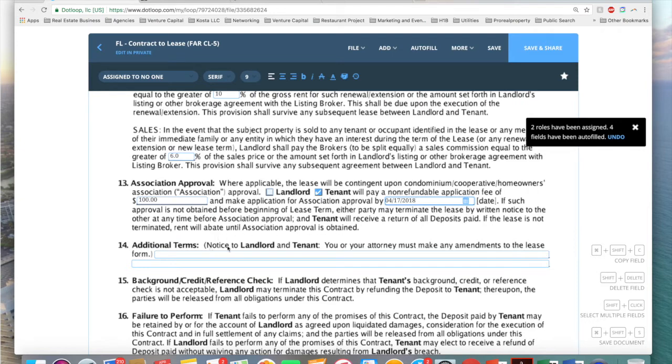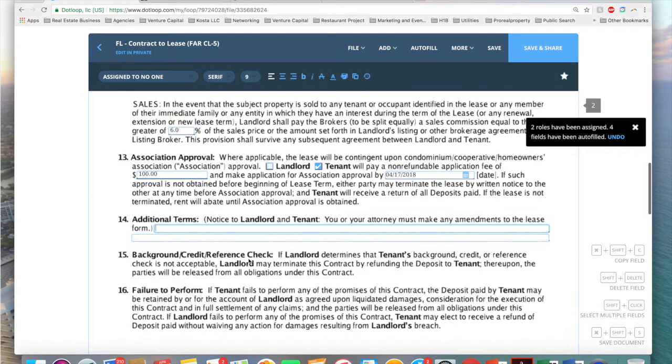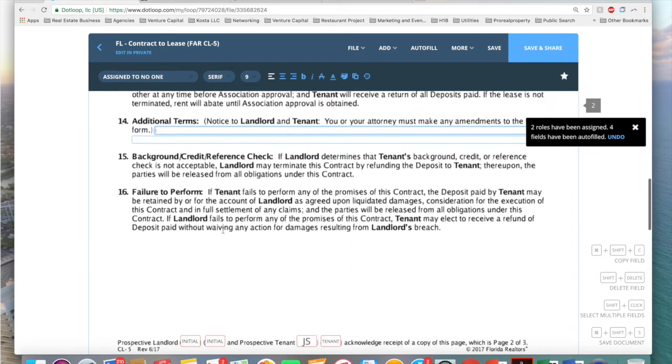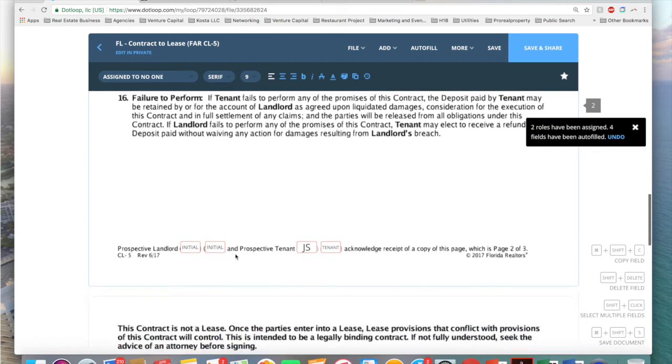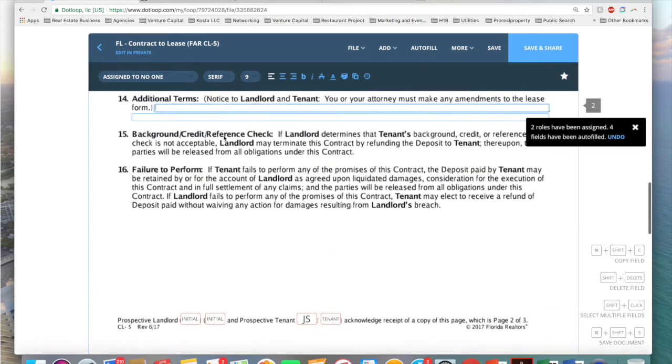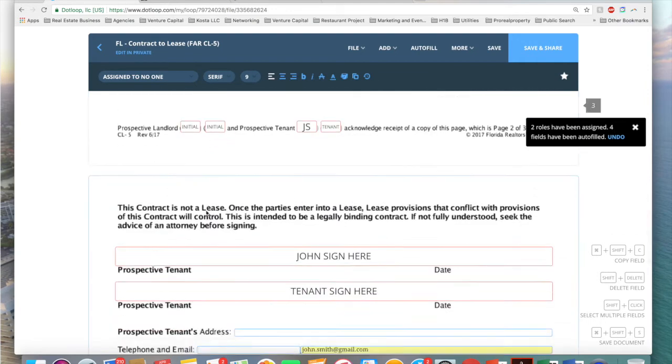Additional terms. Notice to landlord and tenant: you or your attorney must make any amendments to the lease form. In our case, we don't have any additional terms, so we'll just move forward. Background credit reference check. Please read it on your own. This is all standard. Failure to perform.